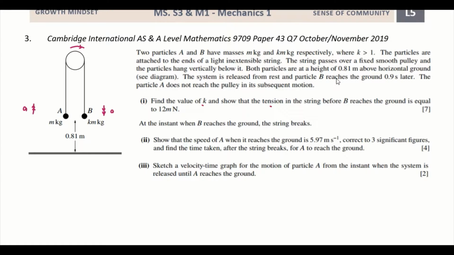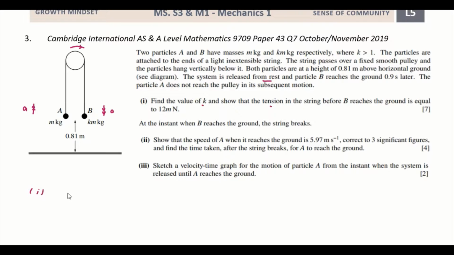Okay, so in this question you realize that actually you are given the distance. You are also given that the system is released from rest. So in other words, we know that for A and B, their initial velocity is actually 0. Let me try to write here.